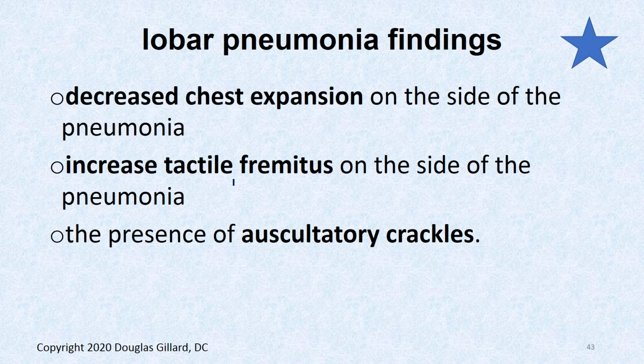All right, so just a recap about our lobar pneumonia isolated to, well, you pick the lobe. How about the right lower lobe? They would have decreased chest expansion on that test. That's a likelihood ratio of 44. That's probably enough right there. They would have increased tactile fremitus on the side with the lobar pneumonia. And then auscultatory, when you auscultate that, you may hear crackles. We'll talk more about that next time.